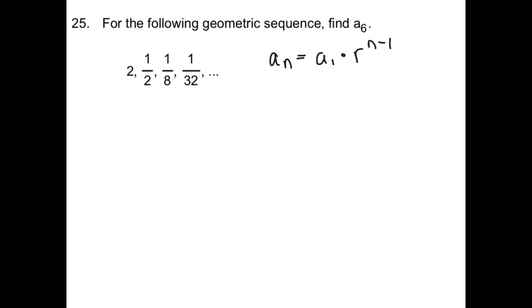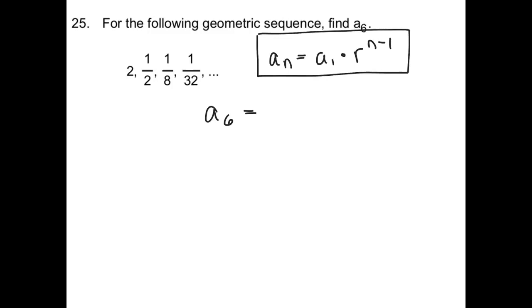The nth term of a geometric sequence can be found by applying the formula a sub n equals a1 times r to the n minus 1 power. I want to find a sixth, which means the sixth term in the sequence. So my an is just going to be replaced by a sixth.